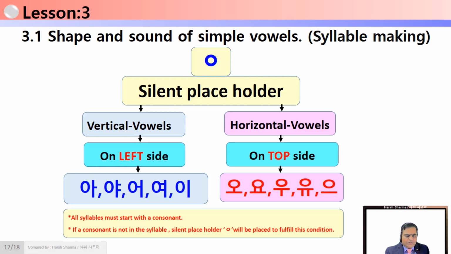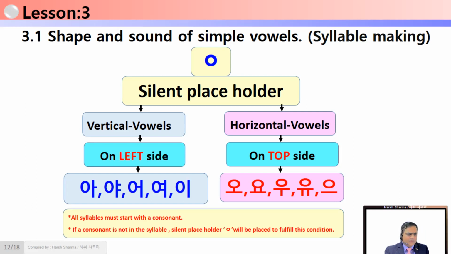Again, with all the vertical vowels, the silent placeholder, this circle, will come on the left side, and with the horizontal vowels, it will always come on the top side. This you have to understand deeply and clearly. If we cannot understand here, we cannot proceed further. Please keep seeing this screen. You can see ya, yo, e. Where is that circle? On the left side.